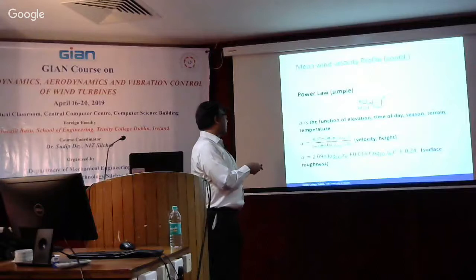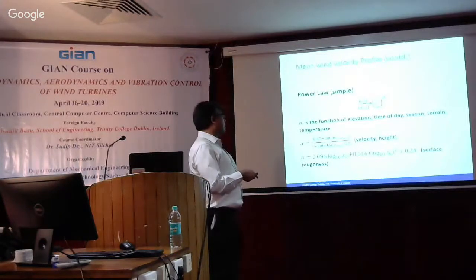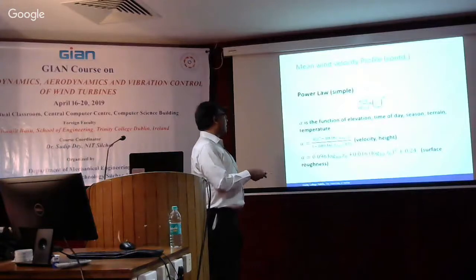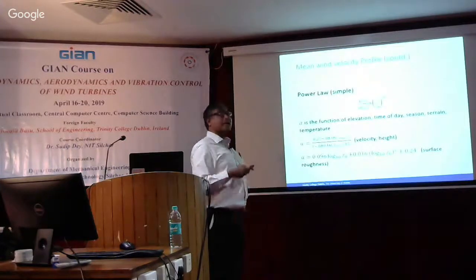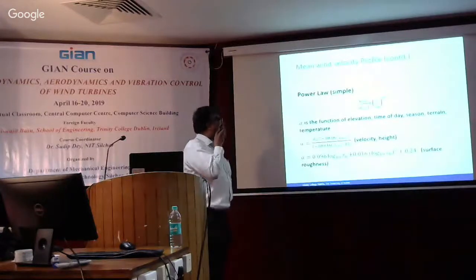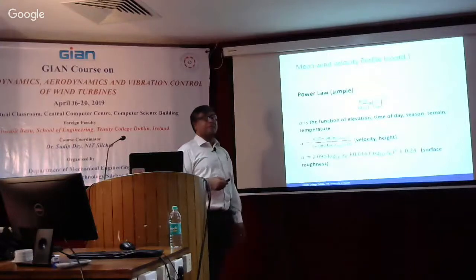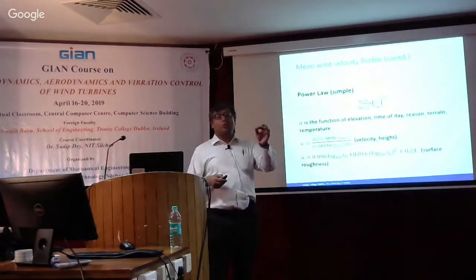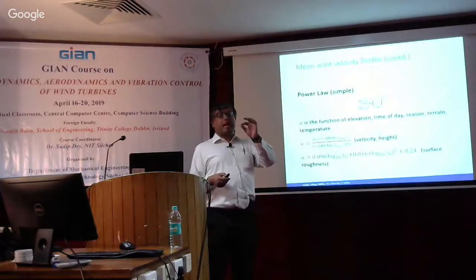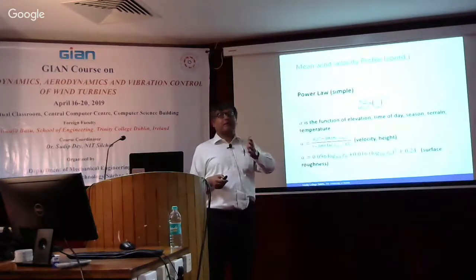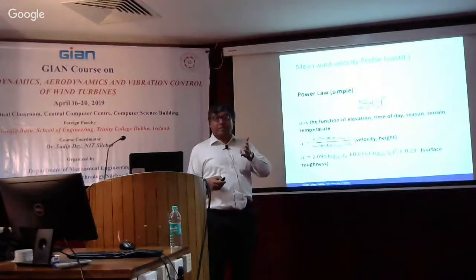U ref is the velocity corresponding to the reference height of Z ref, and the surface roughness Z0 is given here. So you can also calculate alpha depending on what the surface roughness is. Based on this, we can do the calculation, get the alpha value, and use this expression again to get the profile of the velocity along the height or along the elevation. So this gives the velocity profile along the elevation. That means we know the velocity at a particular point. And obviously, to this we have to add the corresponding turbulent factor.